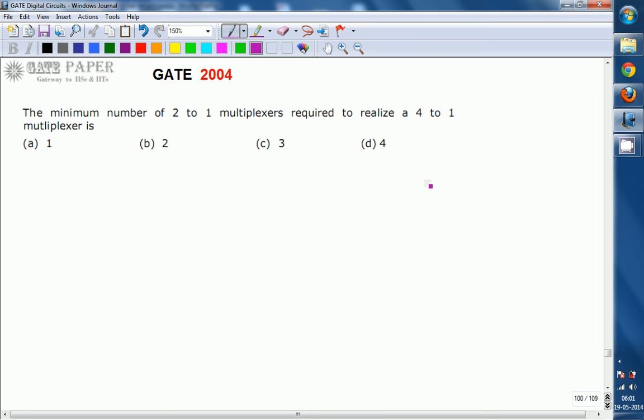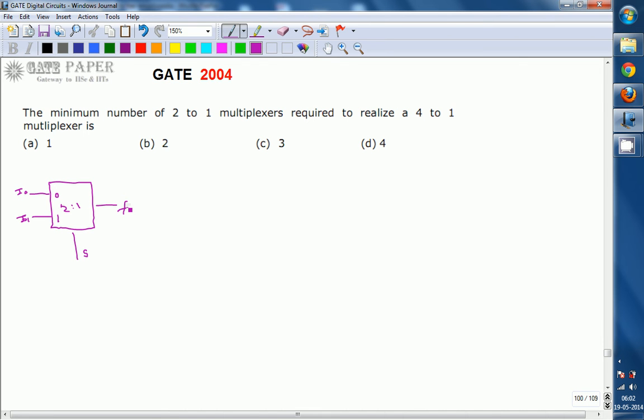We know that a 2 to 1 multiplexer has 2 inputs, one select line and one output. The 2 implies the number of inputs. The select line is S, the inputs are I0 and I1, and F is the output. Whenever S is equal to 0, I0 will be selected, and whenever S is equal to 1, I1 will be selected.